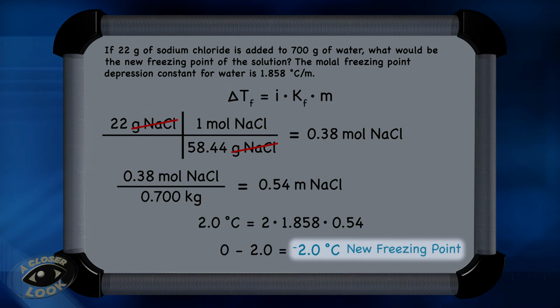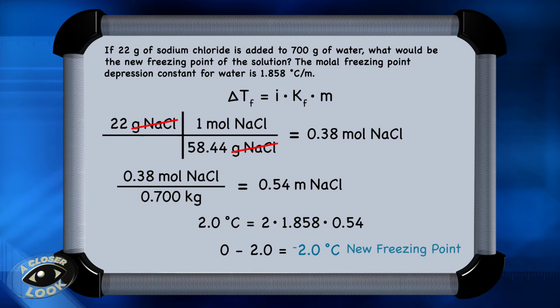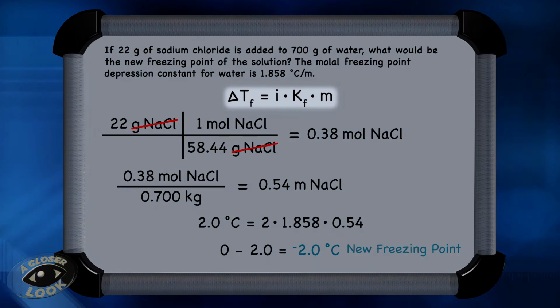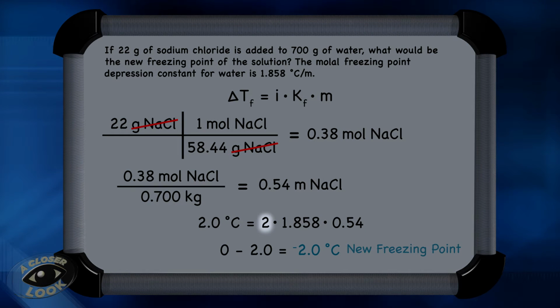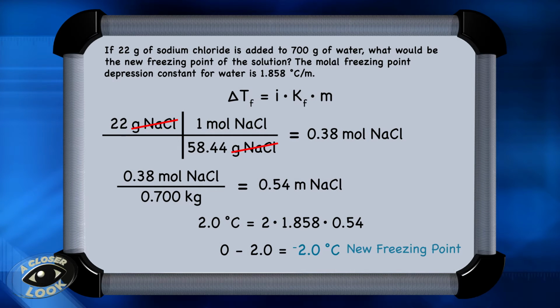Did you get -2 degrees Celsius as the new freezing point of the solution? If you did, good work. If not, let's take a look at how we got there. Since we're discussing freezing point depression, we use this equation, in which the change in the freezing point can be found from the Van't Hoff factor times the molal freezing point depression constant times the molality. There's a 2 here because we have a strong electrolyte, sodium chloride.